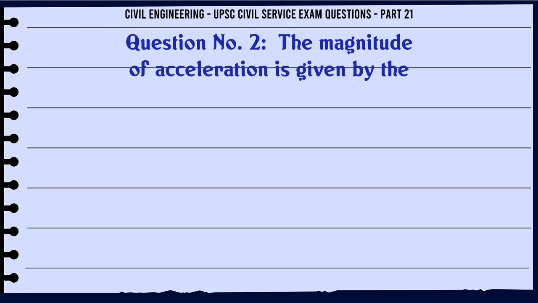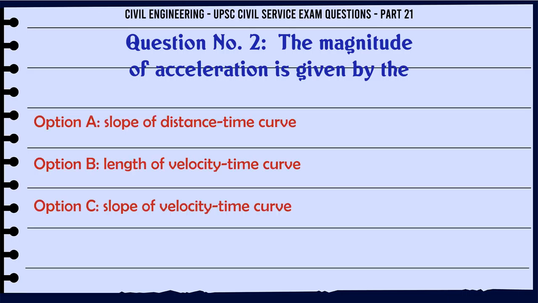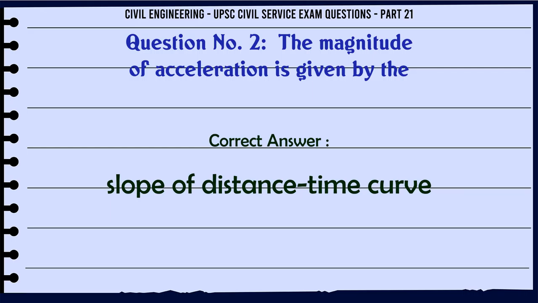The magnitude of acceleration is given by the A. slope of distance time curve. B. length of velocity time curve. C. slope of velocity time curve. D. length of distance time curve. The correct answer is slope of distance time curve.